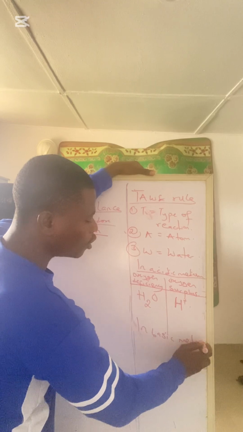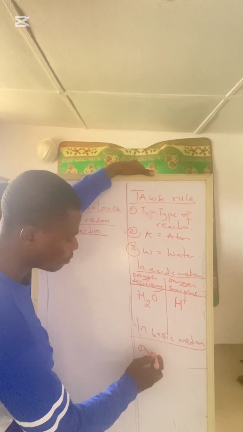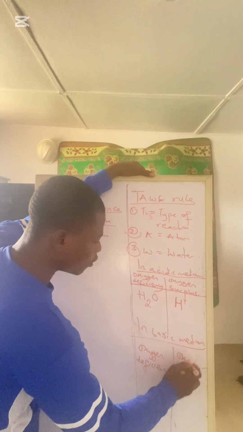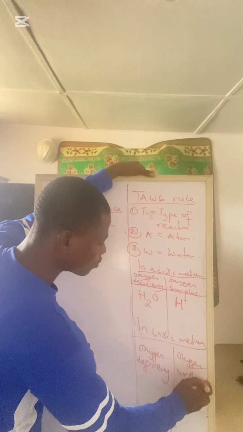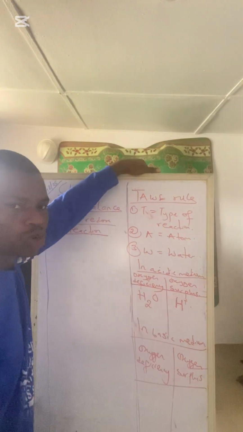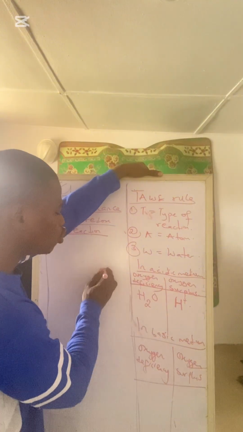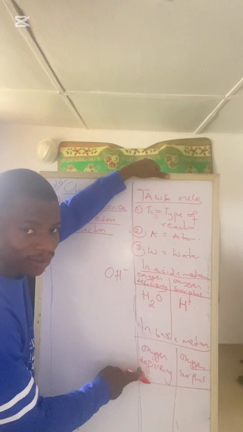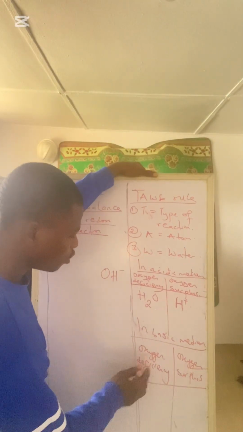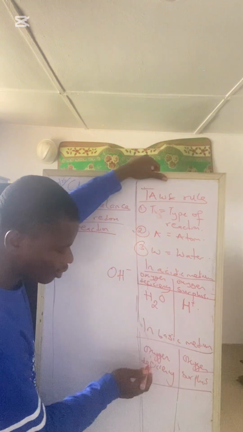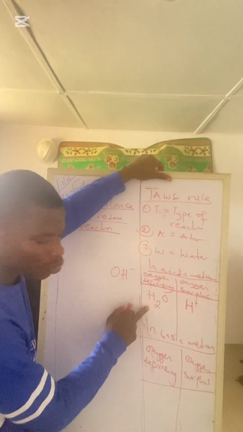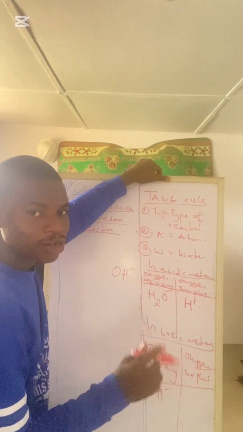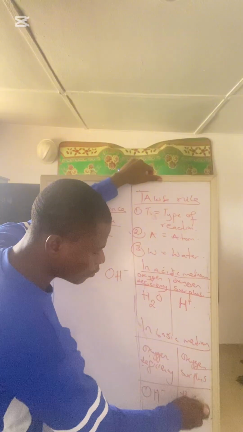So we are dealing with basic medium now. We have oxygen deficiency and oxygen surplus. How will you identify that this is basic? It must produce OH minus. So where there is oxygen deficiency, that there is no oxygen there, under basic medium we have H2O on one side and OH minus on the other. But where there is surplus, that there is oxygen there, you have water, H2O, vice versa.